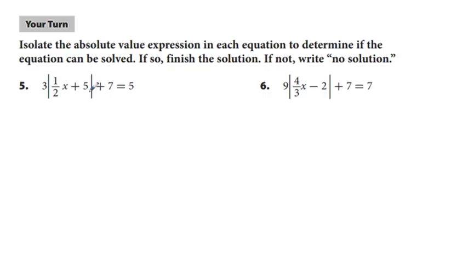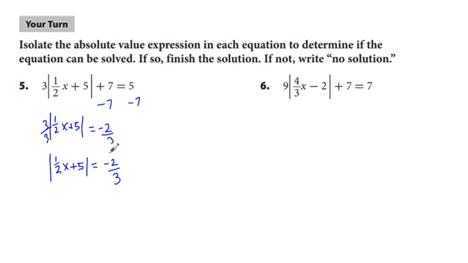Next, problem 5, I invite the viewer to pause the video, work that out, and then play ahead and see if you got it right. Okay, number 5, we're going to first subtract 7 from both sides of the equation. So we get 3 times absolute value of quantity 1/2 x plus 5 is equal to -2. And then if we divide by 3, we get absolute value of quantity 1/2 x plus 5 is equal to -2/3.